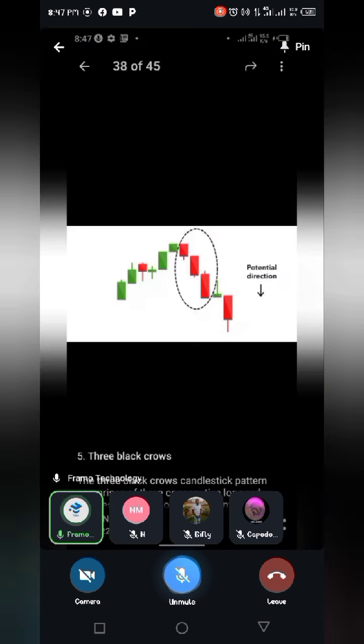Three white soldiers has its opposite here: three black crows. Same thing, you will see consecutive huge red candlesticks forming at the top of an upward trend with short wicks. When this forms, we call it a bearish pattern.